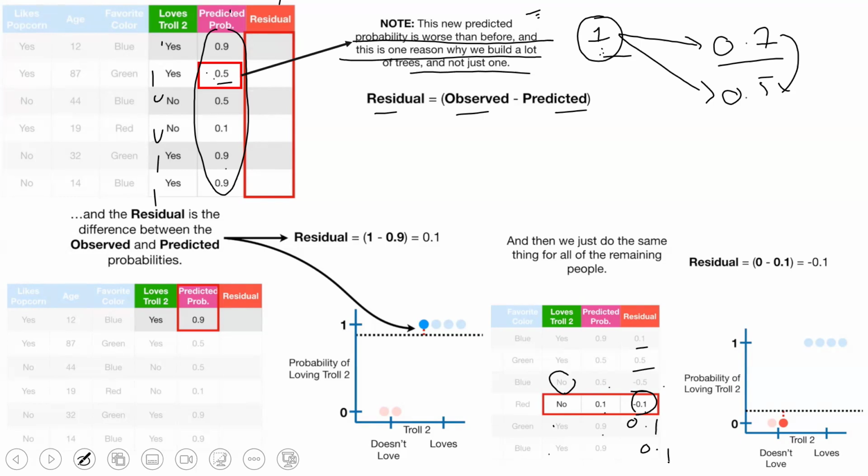This is the second step. Again, for the person who loves the movie Troll 2, the probability is 1, and for who doesn't love Troll 2, the probability is 0. Now we again calculate the residuals.